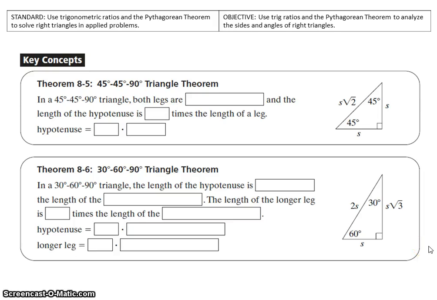In a 45-45-90 triangle, both legs are congruent, and the length of the hypotenuse is the square root of 2, or radical 2, times the length of a leg. So the hypotenuse equals radical 2 times the leg.